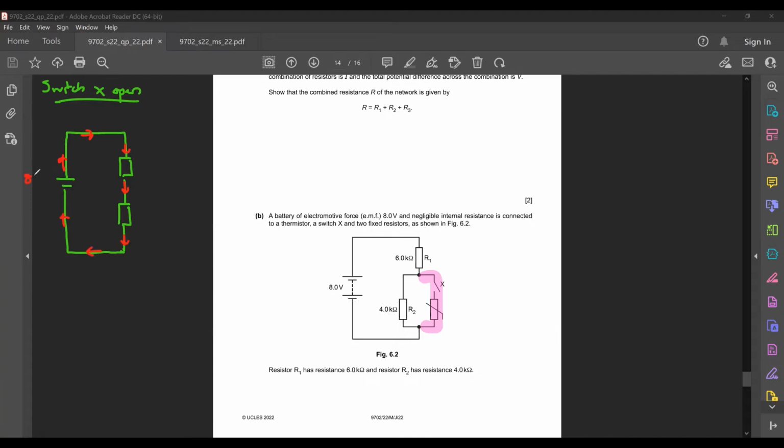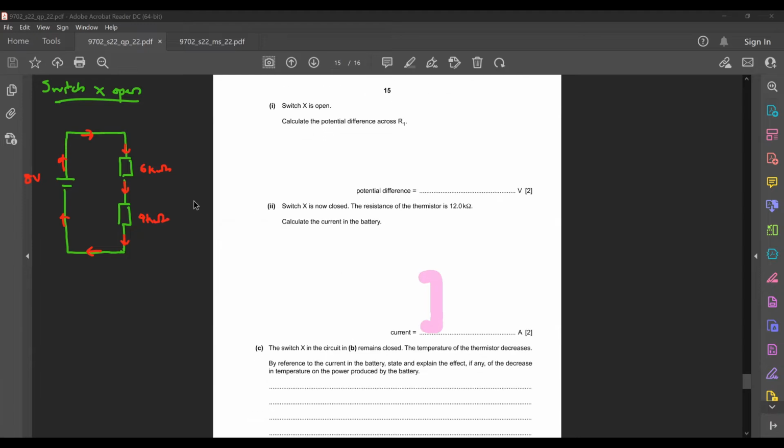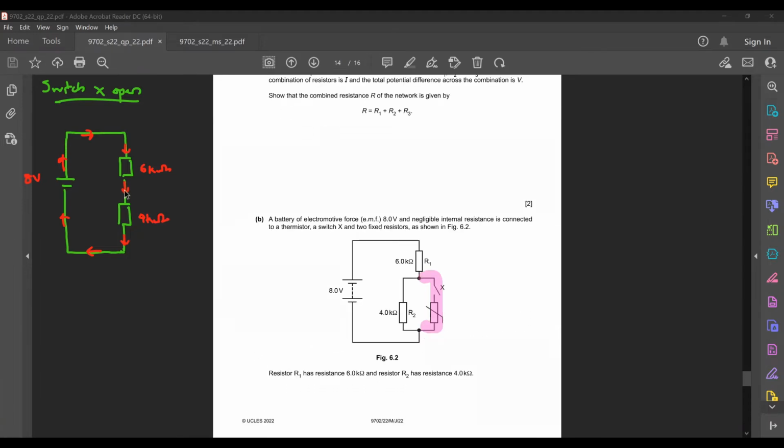This one was 8 volts. This one was 6 kilo ohm. This one is 4 kilo ohms. This one is your R1 and R2. So let me just write it here. This is your R1.